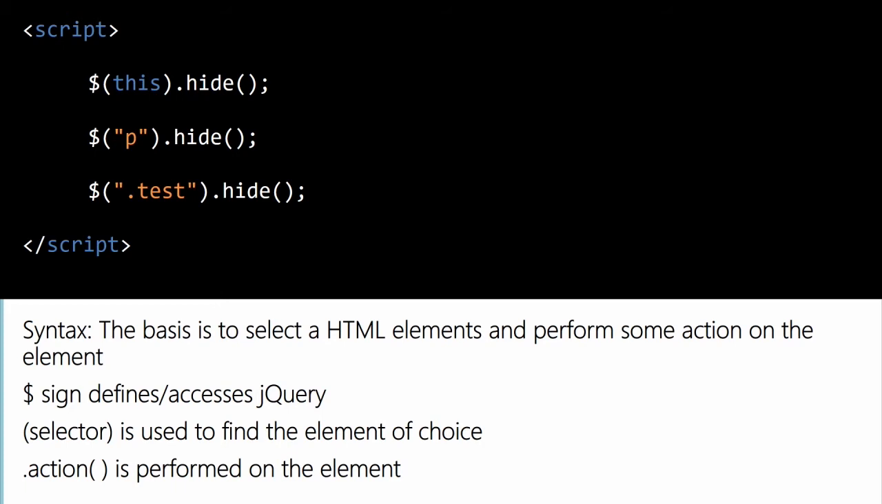And then from there, in the parentheses, you have your selectors. So your selectors are pretty much whatever HTML element you want to be manipulating at that moment. So here I've shown you the this selector, a p selector, and the test class selector. The this selector is pretty much when you're having a jQuery function inside of an HTML element as is. If you have the script outside of the HTML element, then you can just call it.